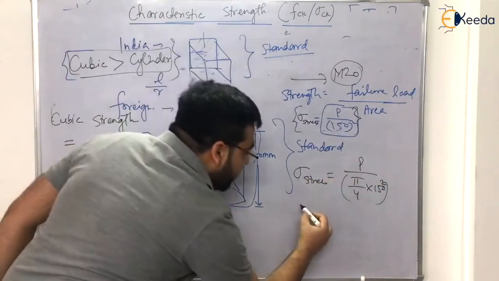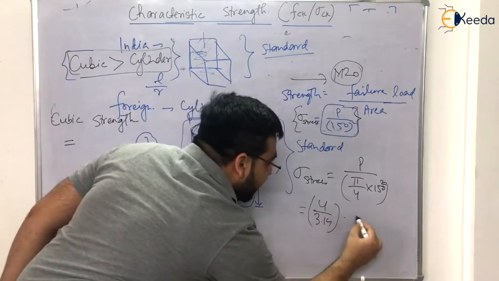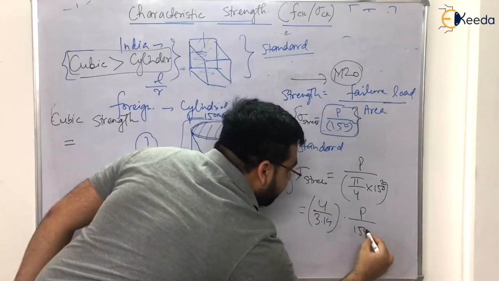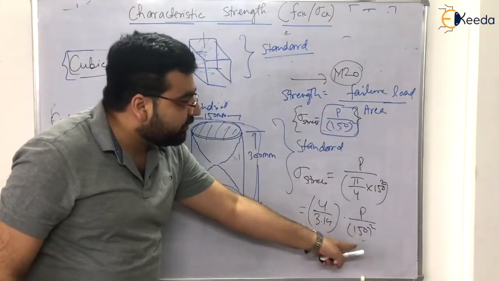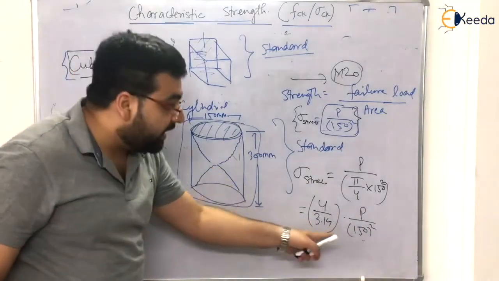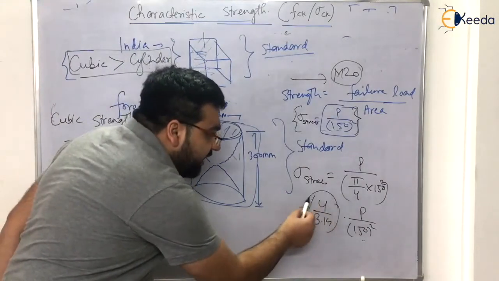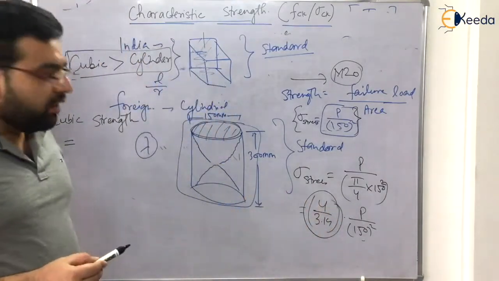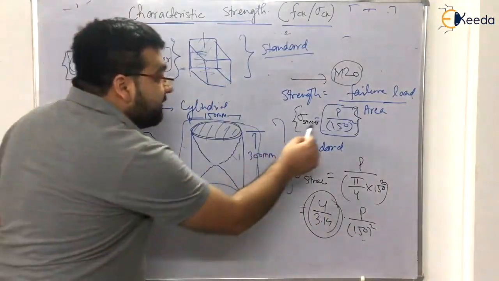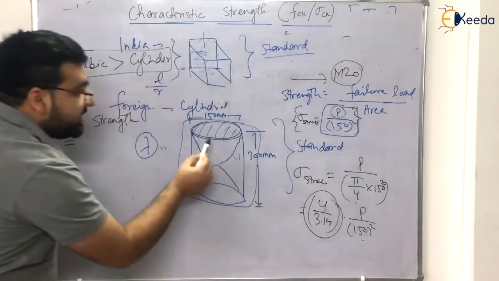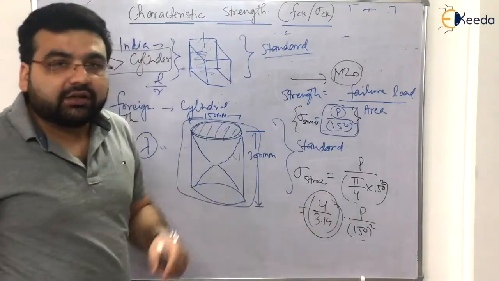If you solve it, you will get 4 divided by 3.14 into P divided by 150 square. So here also we have P divided by 150 square. Here also we have P divided by 150 square. But in case of cylinder, this stress is multiplied by 4 divided by 3.14. What is 4 divided by 3.14? 1 point something. Right? It means that for the same load, the cylinder is experiencing more stress because it is multiplied with a factor. Right?